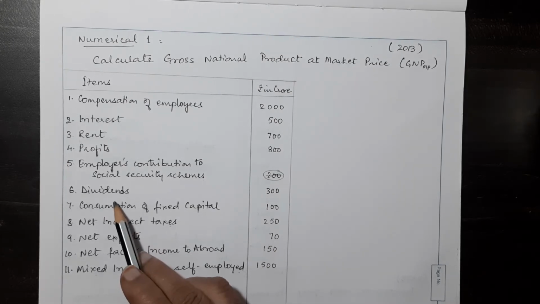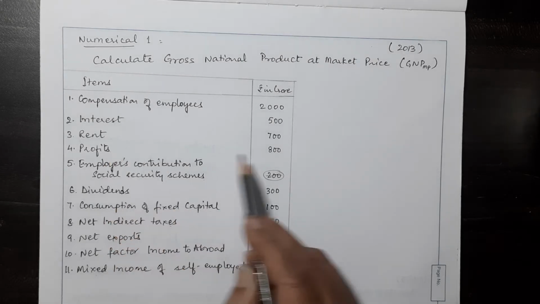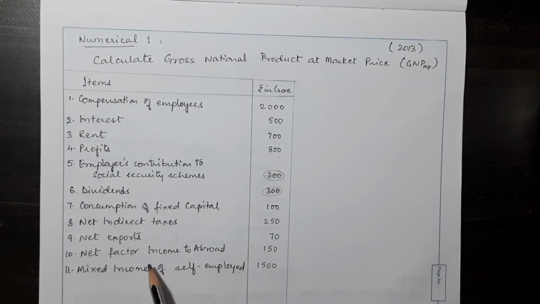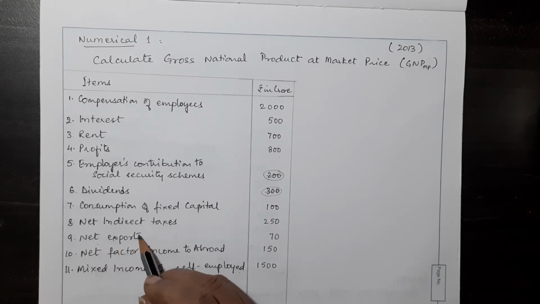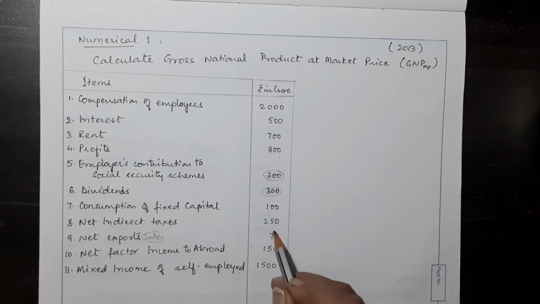Then dividends. What is dividends? It's a part of profits. So profits is already given to us, so we will not include dividends either. Then we are given net exports. Where do we find this net exports? It's a part of sale, isn't it? So this comes under value addition. So we will not include exports also.